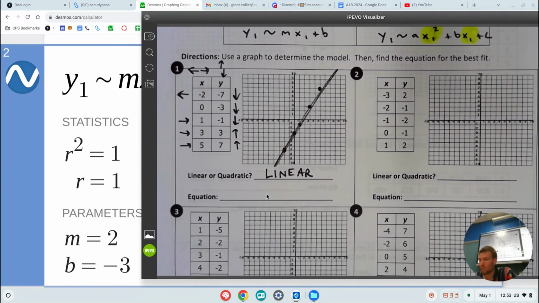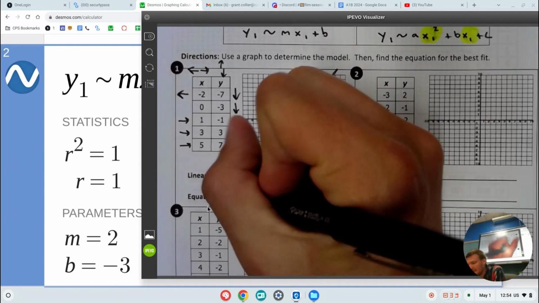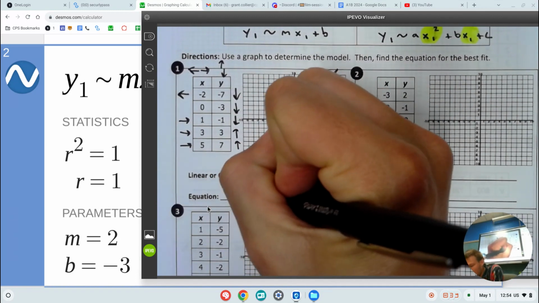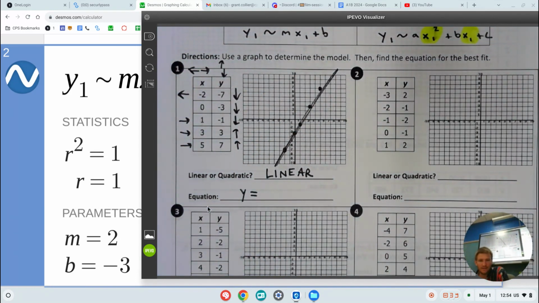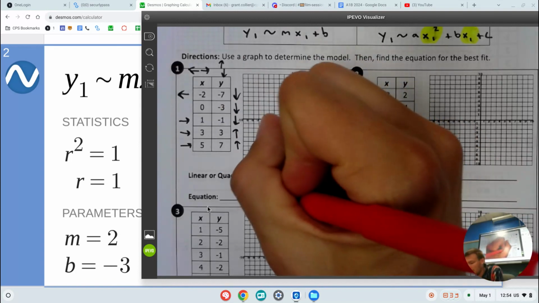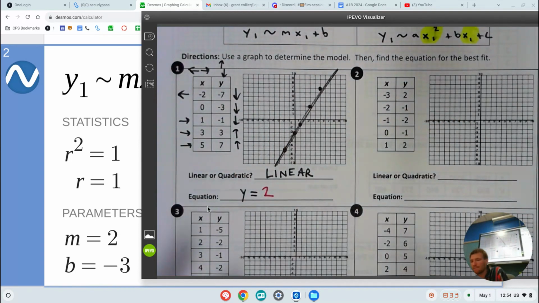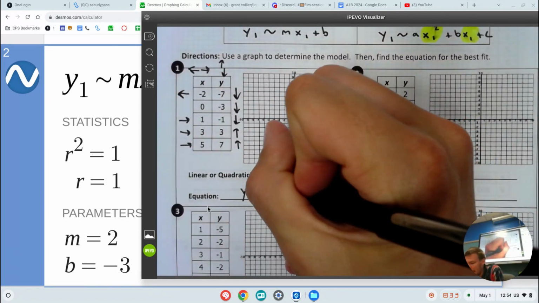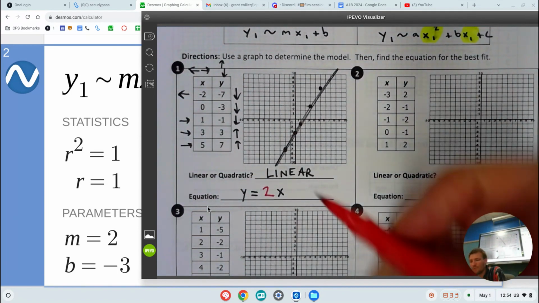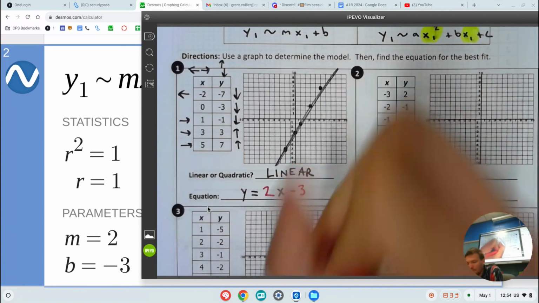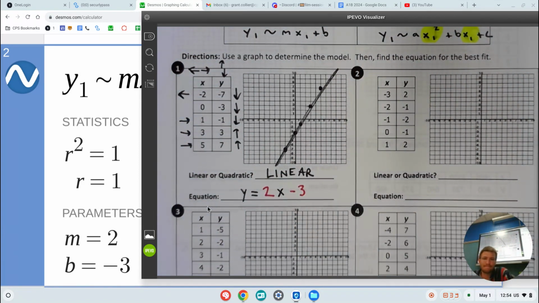So where it says equation right here, we're going to write y equals mx plus b, but we're going to use the M and the B that Desmos gave us. This is the thing that the kids who aren't paying attention struggle with. They're like, I don't know where the heck that 2 came from. It comes from the parameters, but parameters is not a word that matters. The only thing that matters is that where it says M equals and B equals, that you go with them. Okay?